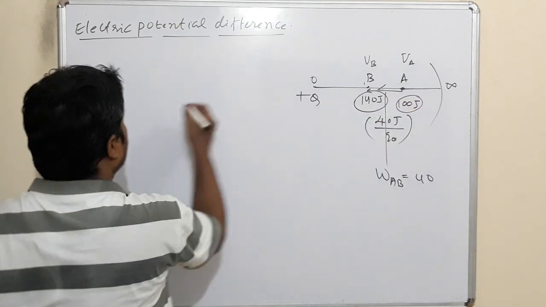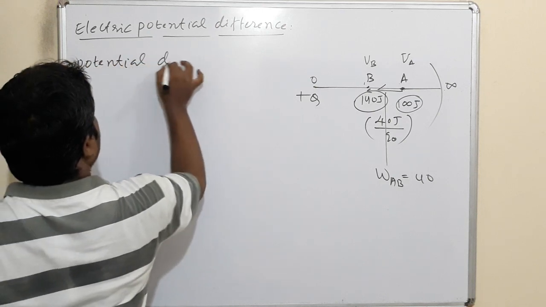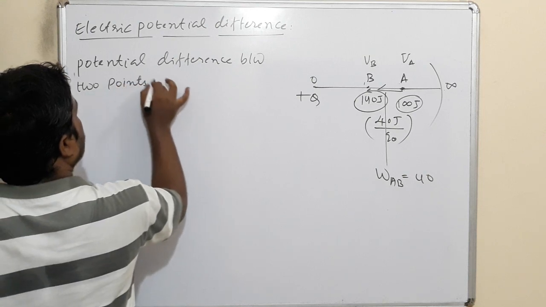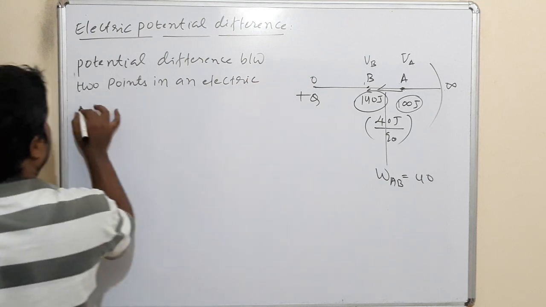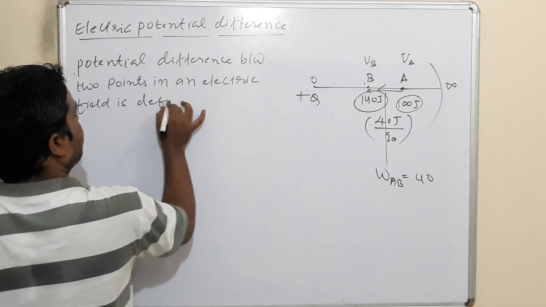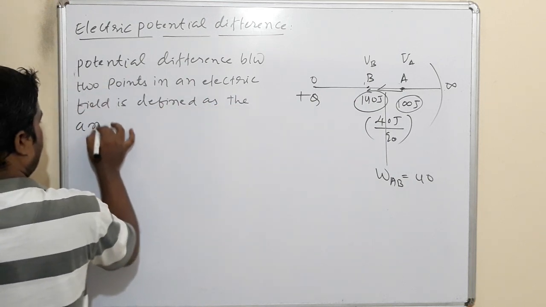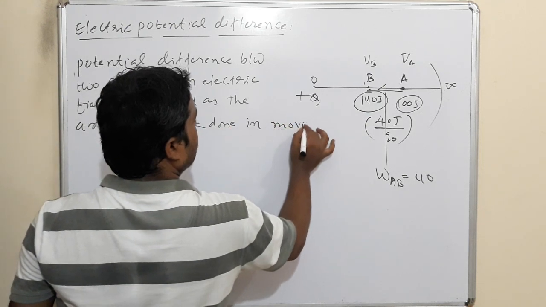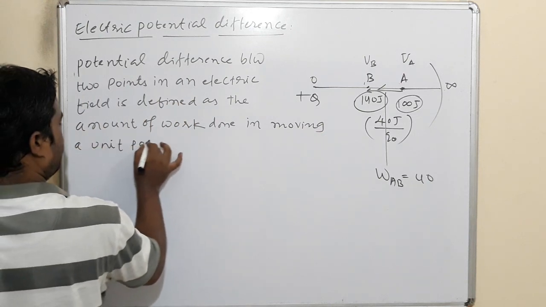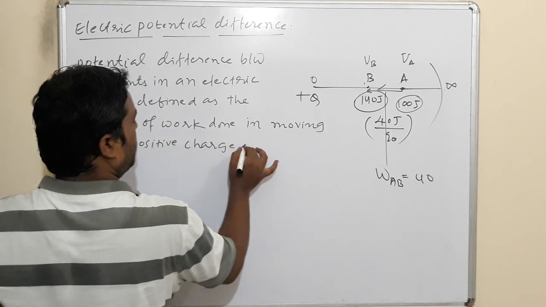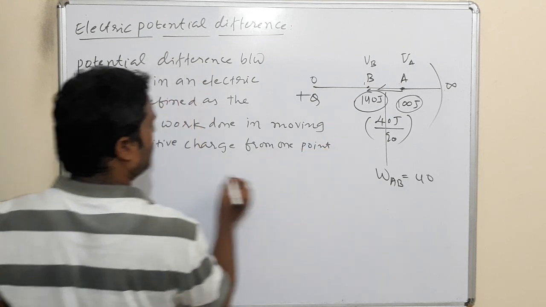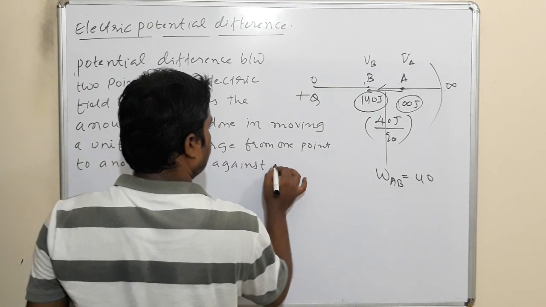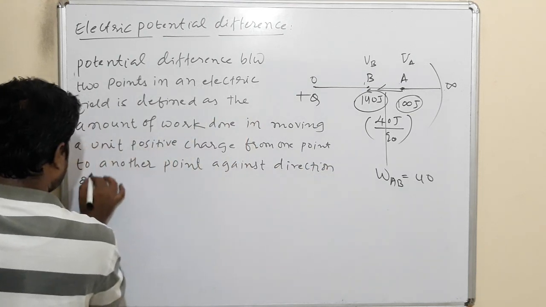So what is potential difference? Potential difference between 2 points inside the electric field is defined as the amount of work done in moving a unit positive charge from one point to another point against the direction of the electric field. This is very important: against the direction of the electric field.